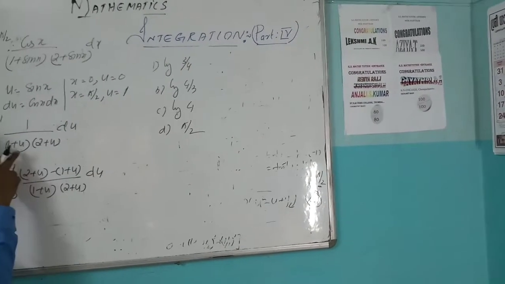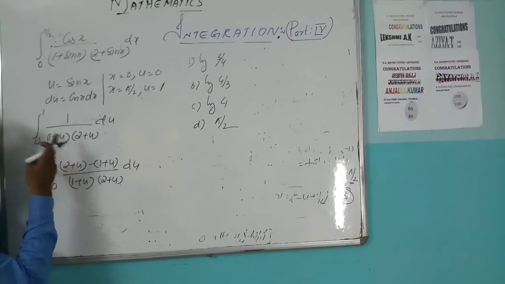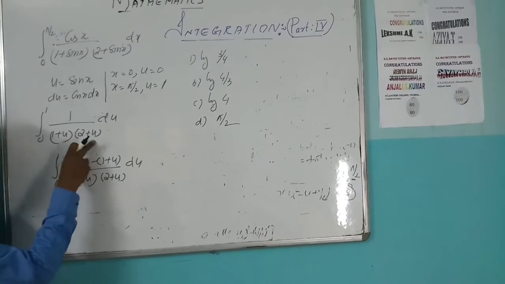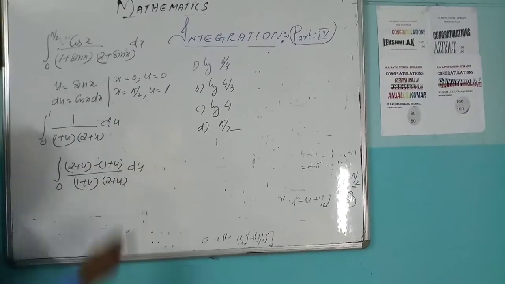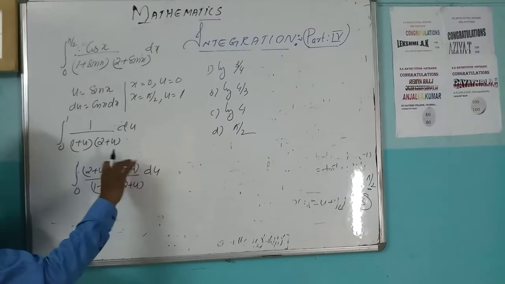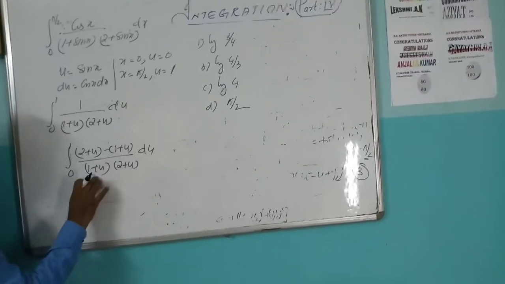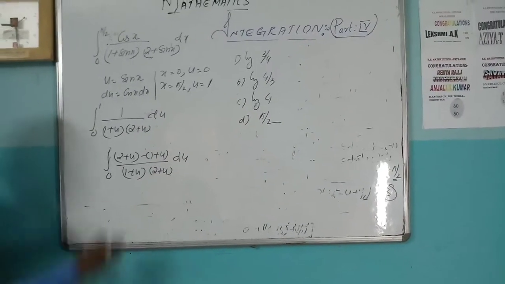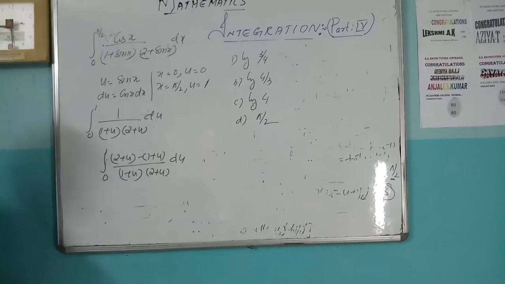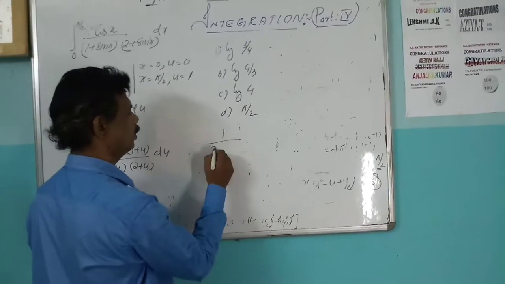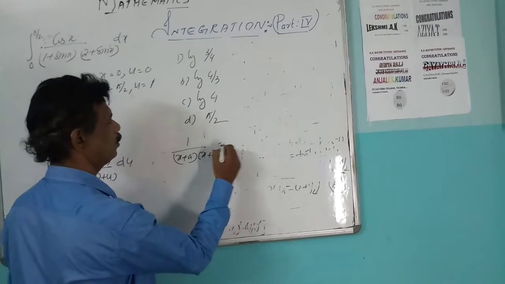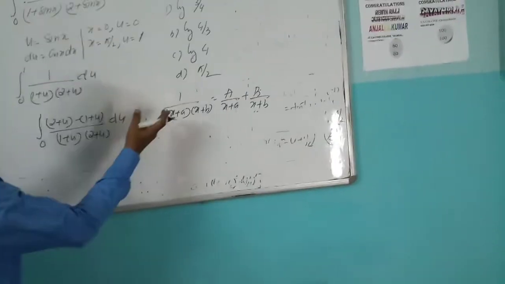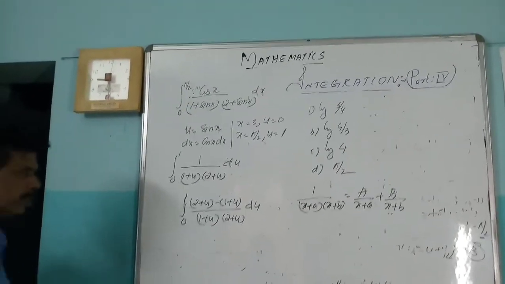For integrating this function, you can apply any method, such as the partial fraction method, where 1 by (x plus a) into (x plus b) is equal to a divided by (x plus a) plus b divided by (x plus b). Take its LCM and simplify, then you will get the values of a and b, and re-substituting, you get the same answer. Or you can rearrange the term: 2 plus u minus 1 plus u by 1 plus u into 2 plus u. See, 2 minus 1 is 1, u and u cancel, therefore the numerator becomes 1.